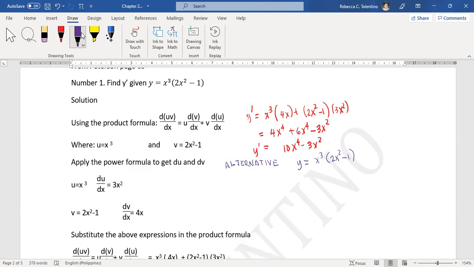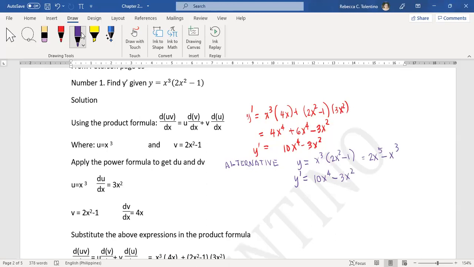So x cubed times 2x squared is actually what? 2x to the fifth. Minus x cubed times 1 is actually x cubed. Now that we have already simplified the given function, we can get the derivative of y with respect to x. So the derivative of 2x to the fifth is 10x to the fourth, minus the derivative of x cubed, which is 3x squared, the same as what we got when we used the product rule.